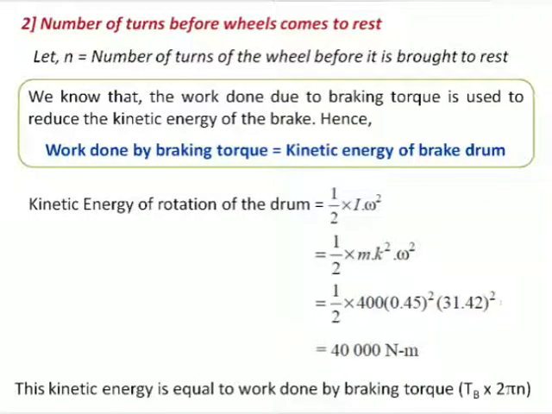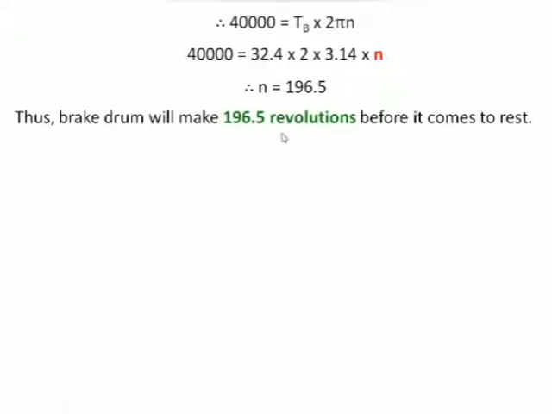So now this kinetic energy is equal to the work done by the braking torque, which is actually given by braking torque multiplied by 2 pi n. So let us equate this 40,000 to TB multiplied by 2 pi n. Here n is the only unknown we have, all other parameters are known to us. So let us rearrange the mathematical terms to find the number of revolutions as 196.5. So the brake drum will make 196.5 revolutions before it comes to rest.